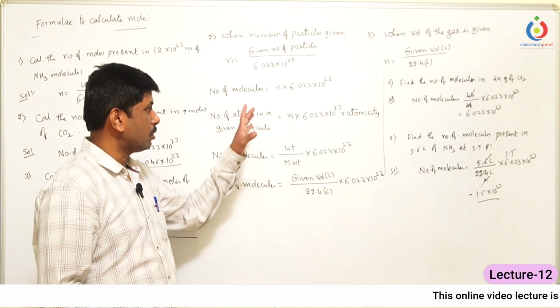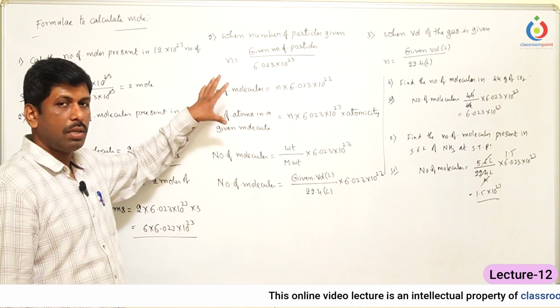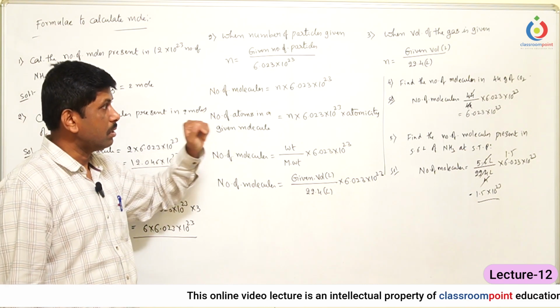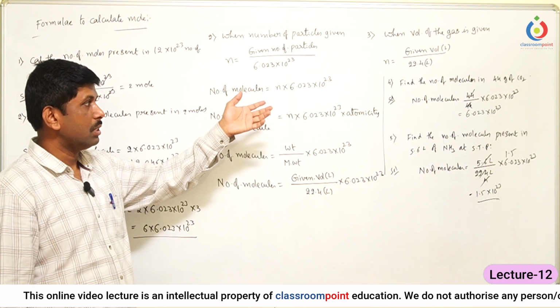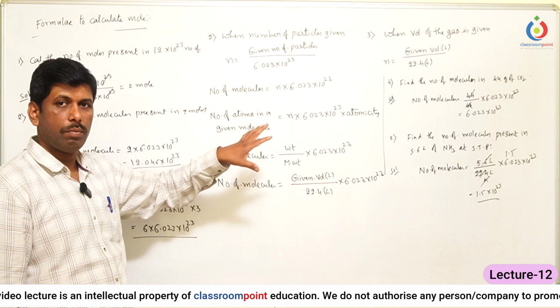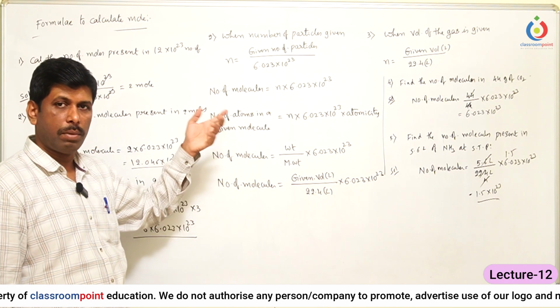So like this we can solve the questions when the number of particles is involved in a particular formula. Now let us try to calculate the number of moles when volume is given, and the calculation of the volume when number of moles are given, when number of particles are given, when mass is given.